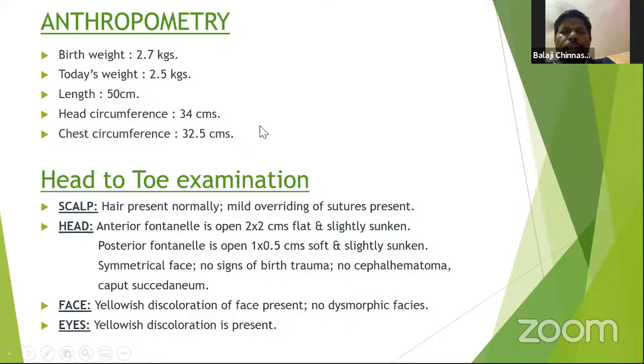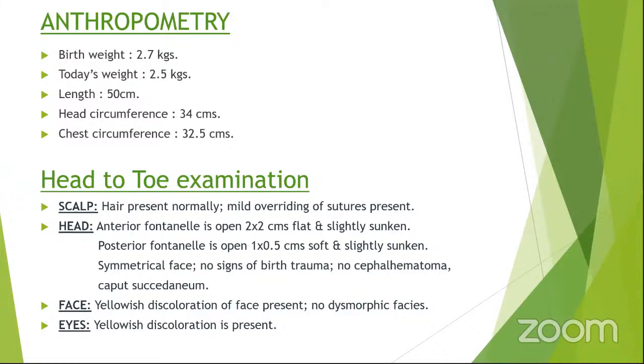Anthropometry. Birth weight is 2.7 kgs. Today's weight is about 2.5 kgs. Length is about 50 centimeters. Head circumference is 34 centimeters and chest circumference is 32.5 centimeters.